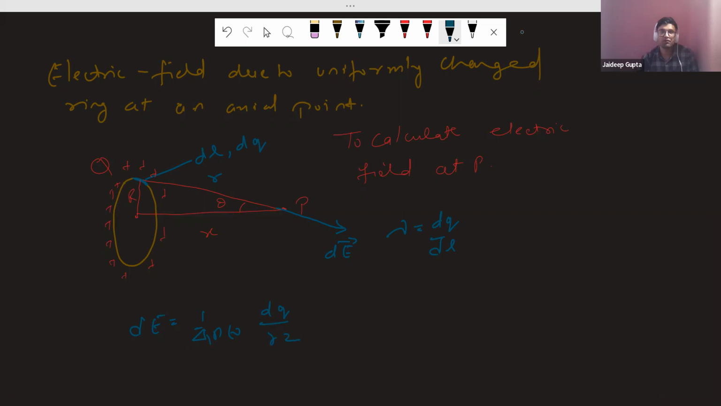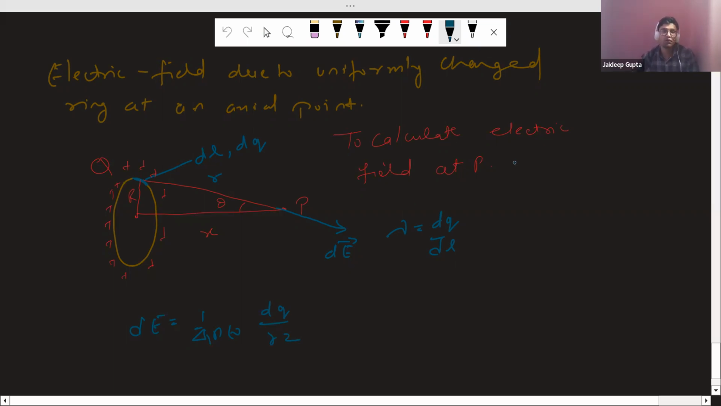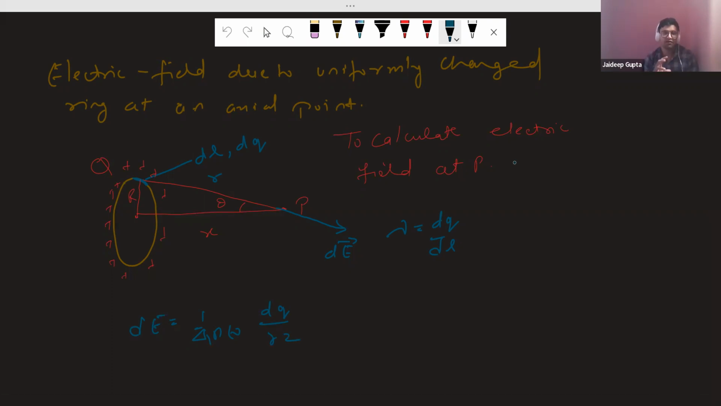First of all, let it be a ring with total charge capital Q accumulated on its circumference. R is the radius of the ring. Now we have to calculate the electric field at point P due to this ring. First, we will assume a small element having charge dq. Due to this dq, we calculate the electric field at point P, that would be dE. So dE equals 1 over 4 pi epsilon, dq over r square. Is it fine till here? Iram, is it okay till here?